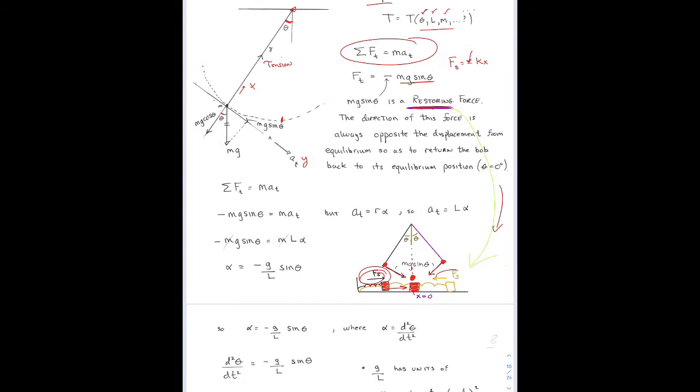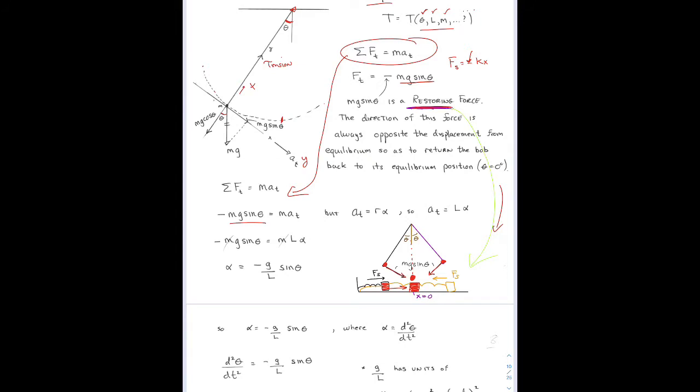It changes direction when the spring crosses over the equilibrium position. So that's what the minus sign is there for. So I go down here. I'm applying F equals ma in the tangential direction. My tangential force is mg sine, with the minus sign. That's equal to m a tangential.